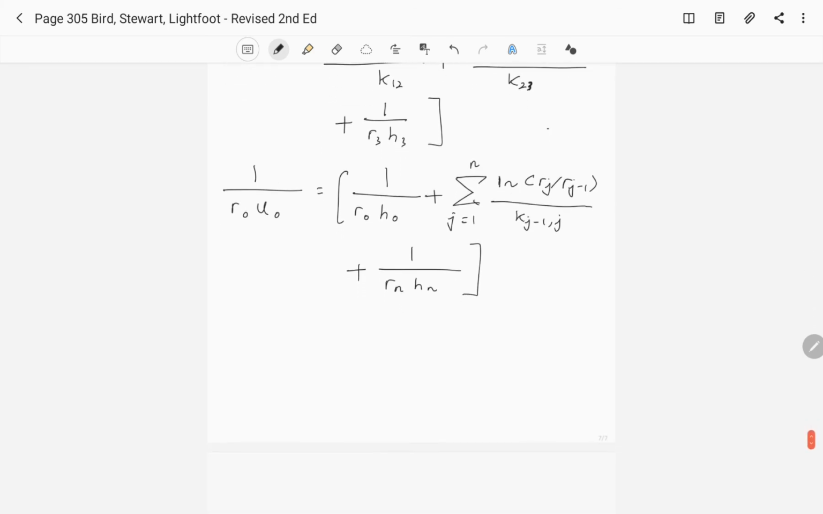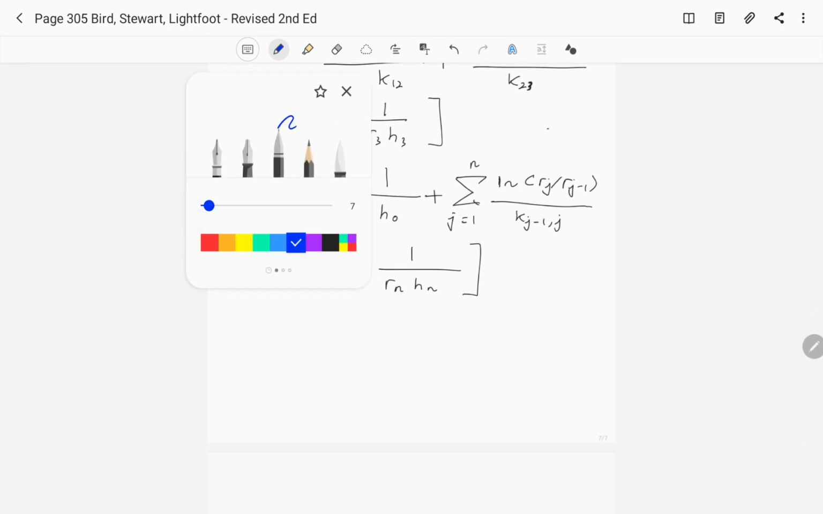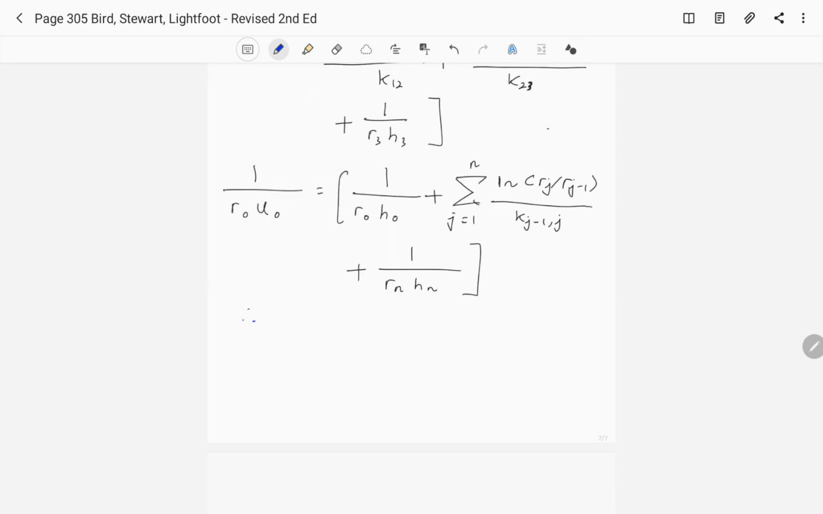So this is what we call the generalized formula for a system with n annular layers.